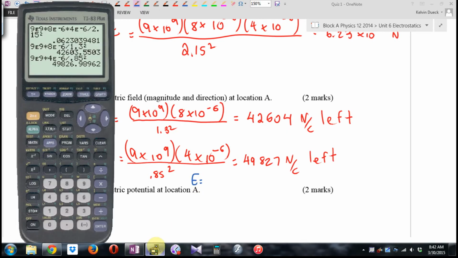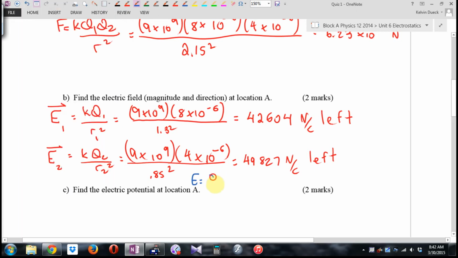I'm going to add these left plus left, which is not going to be winner minus loser, Rachel. It's going to be winner plus winner. It's going to be this plus 42604. And now I'll go to 3 sig figs. 9.24 times 10 to the 4th newtons per Coulomb left.